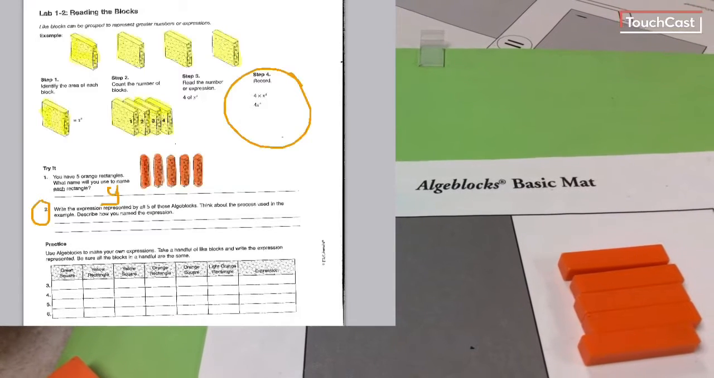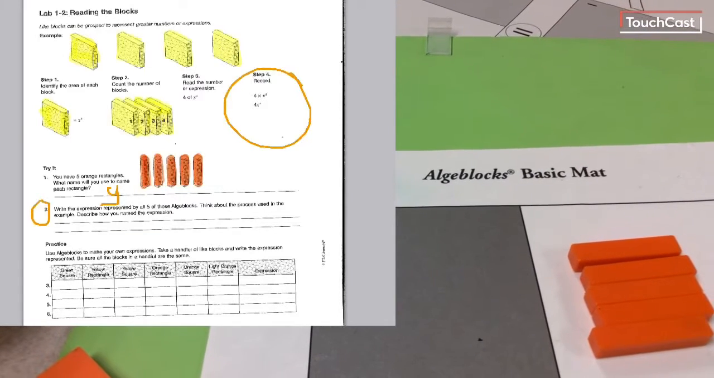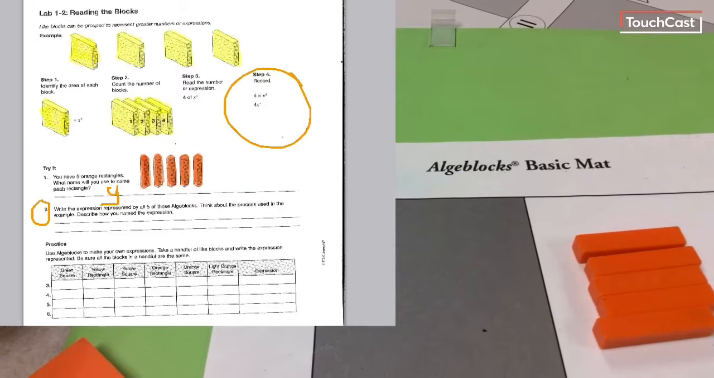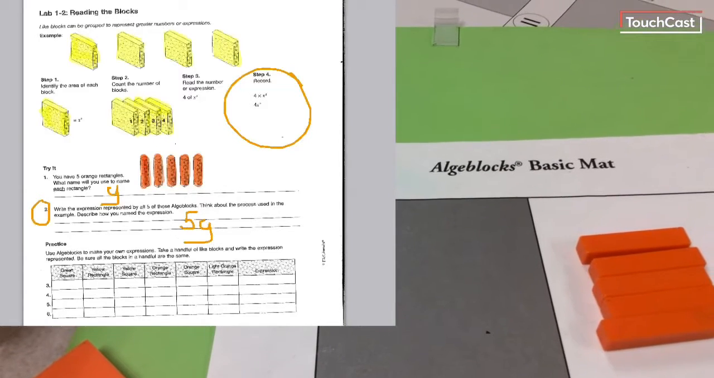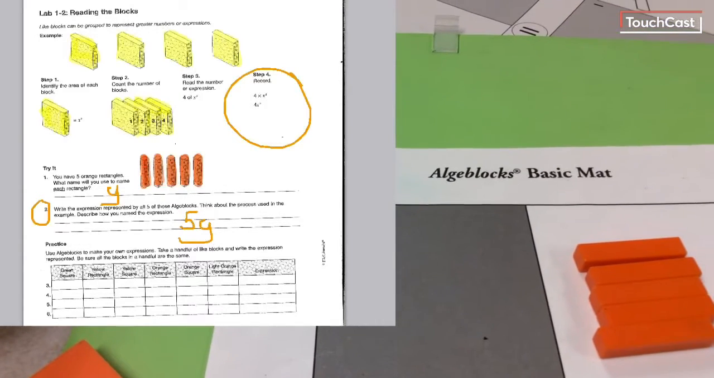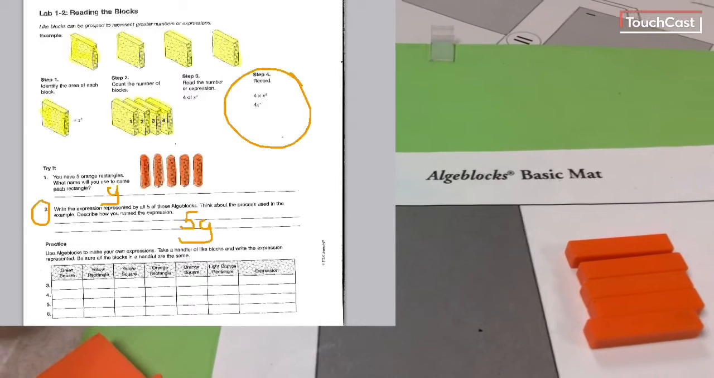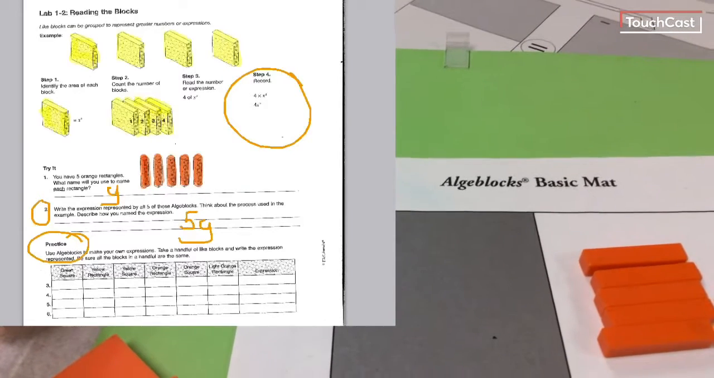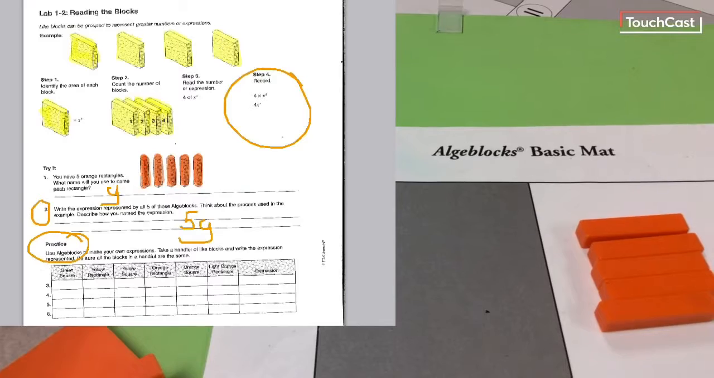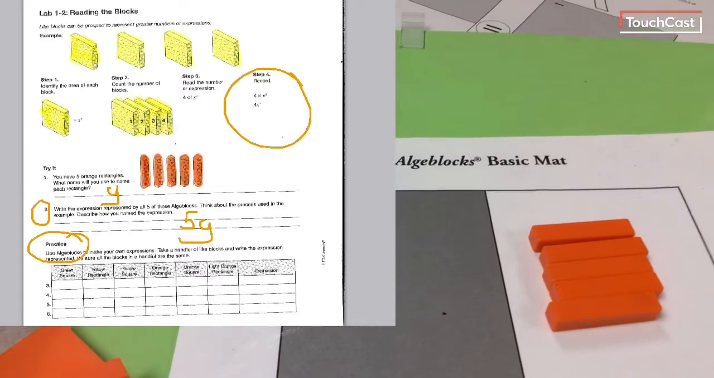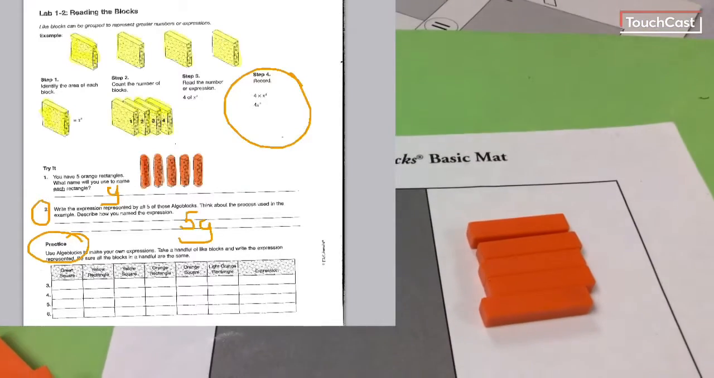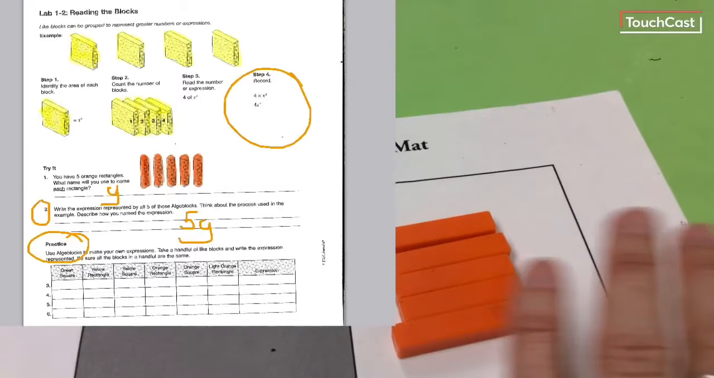Welcome back. Hopefully you said, I have 5 orange rectangles, so that must mean that this is 5y. If you did say that, you are correct. Now it's time to practice. Use Algeblocks to make your own expressions. Take a handful of like blocks and write the expression represented. I will do one for you, and then you do the next.